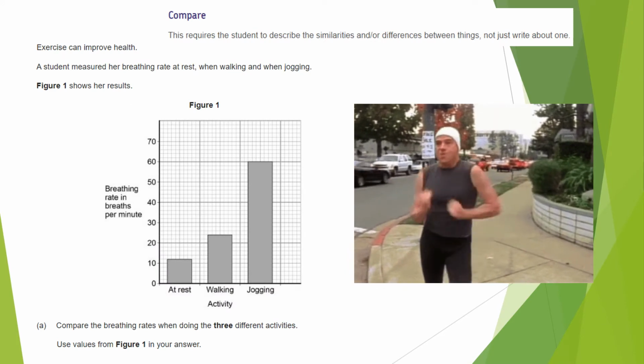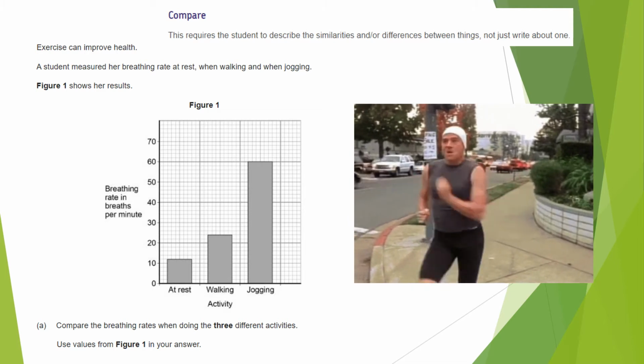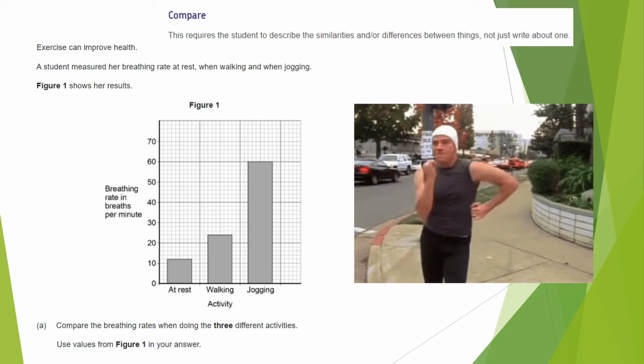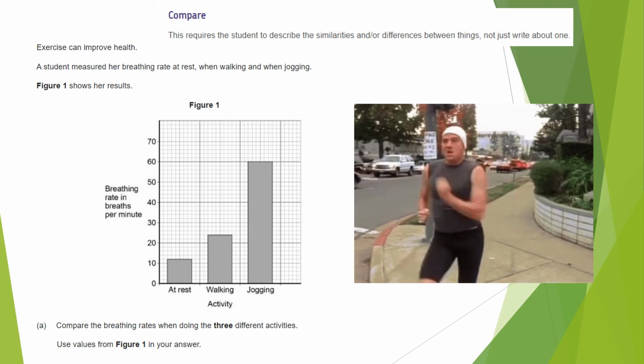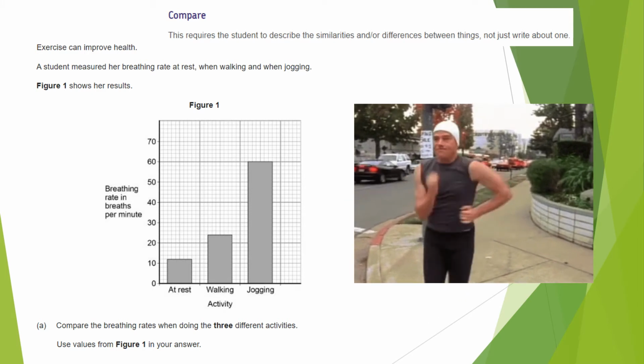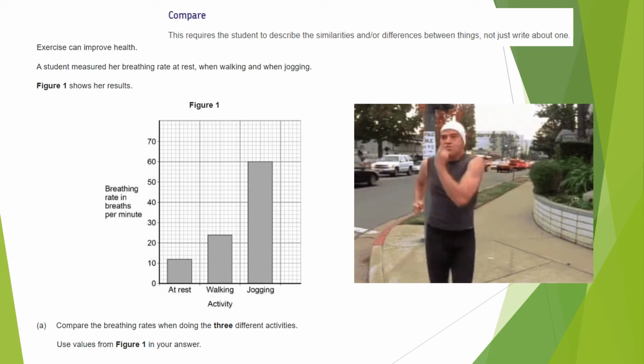Now, this requires you to describe the similarities and or differences between things and not just write about one. So in this question, they've given you a graph and it says exercise can improve health. A student measured her breathing rate when at rest, when walking, and when jogging, and this shows her results. Compare the breathing rates when doing 3 different activities. So we have to look at each of them in turn and compare them.